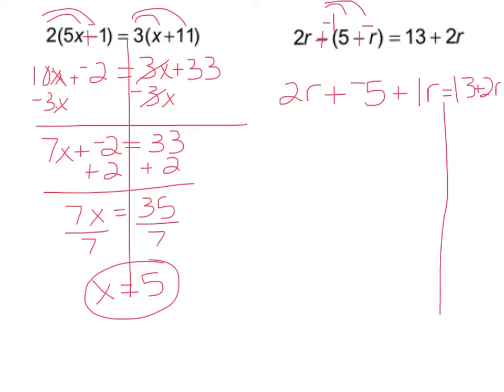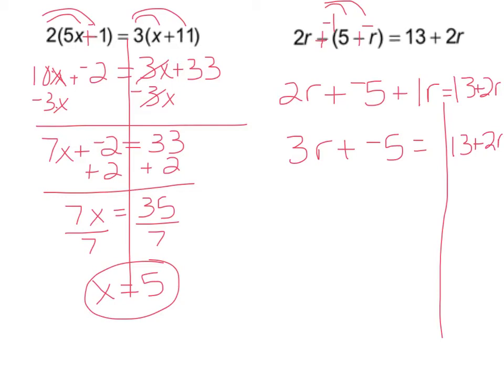Alright, draw my line down by the equal sign. Now, if we look at our left-hand side of the equal sign here, you notice you have 2r and 1r. So we want to combine those together first to get 3r plus negative 5 equals 13 plus 2r.